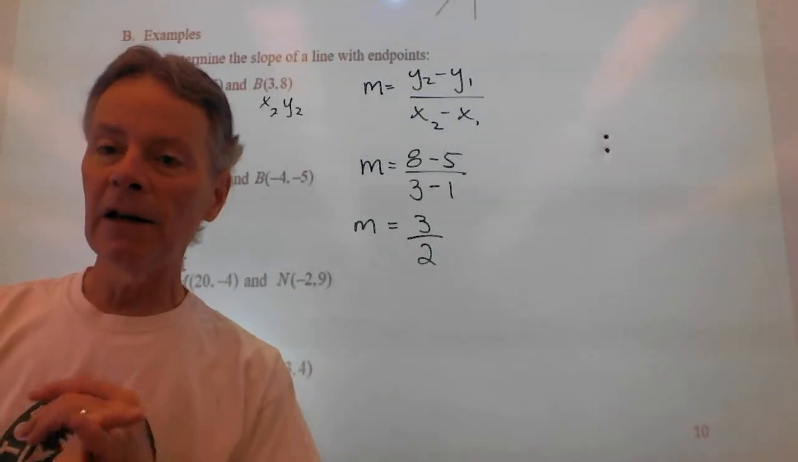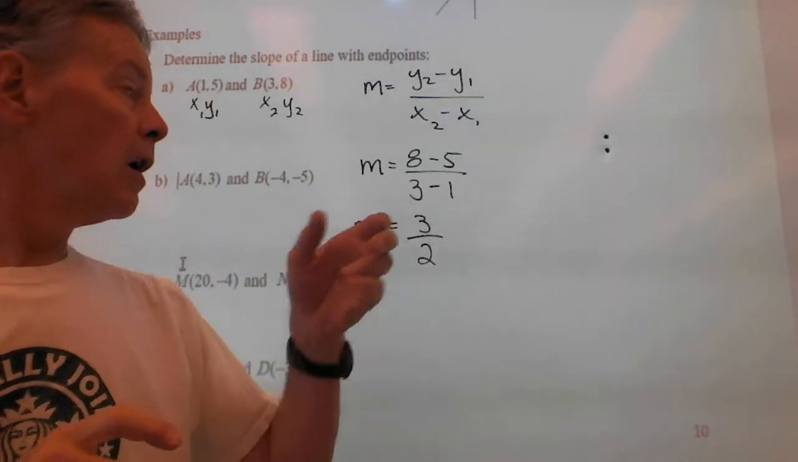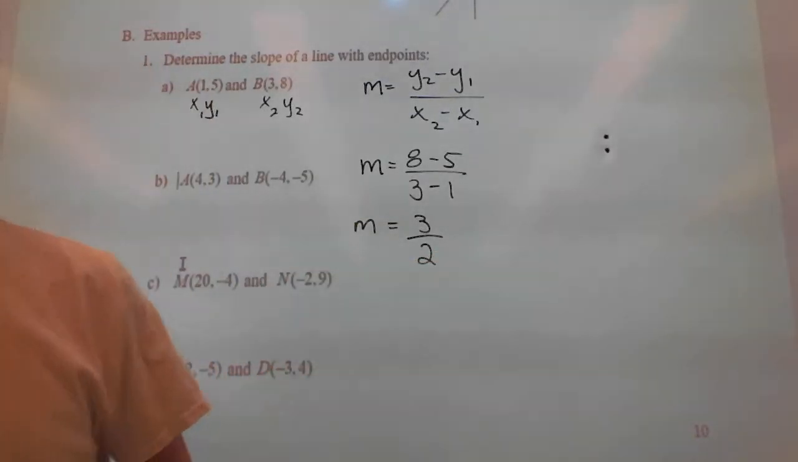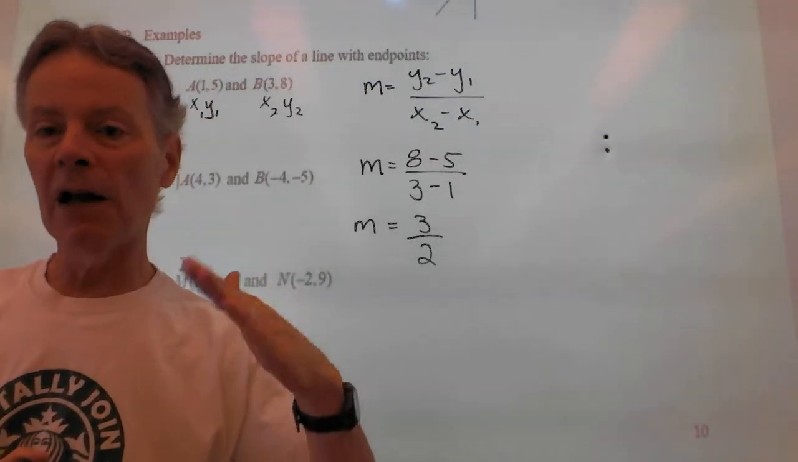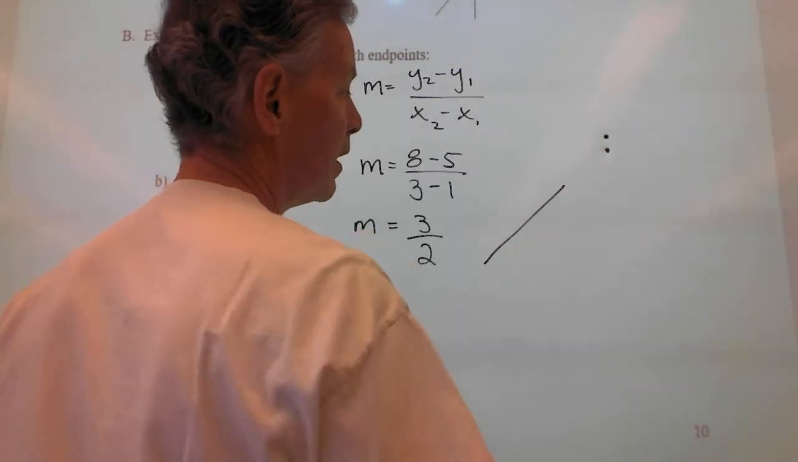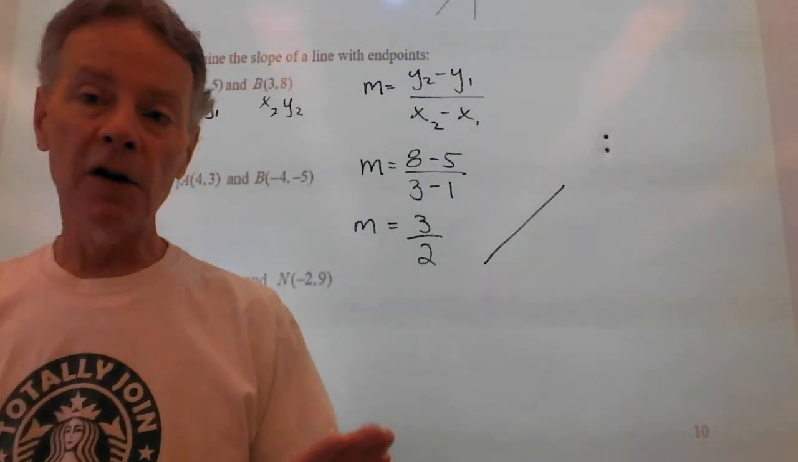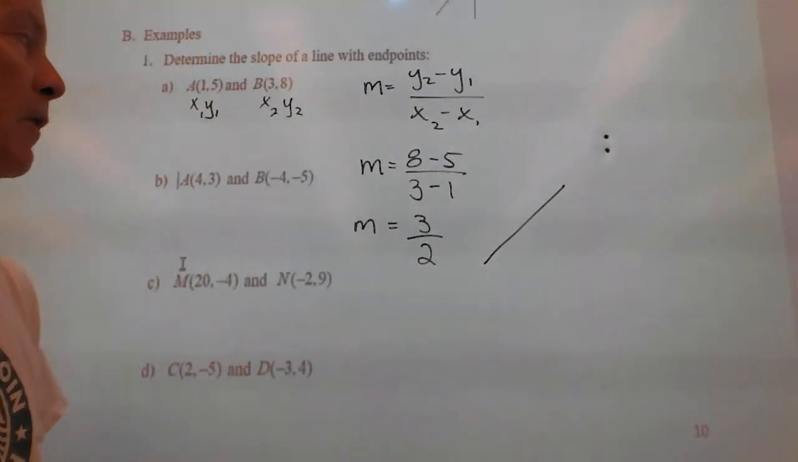Now that immediately tells you something about the line. If we see that the slope is a positive number, we're not sure how steep this line is going to be, but one thing we know for sure, it's going to go up to the right as you go from left to right.